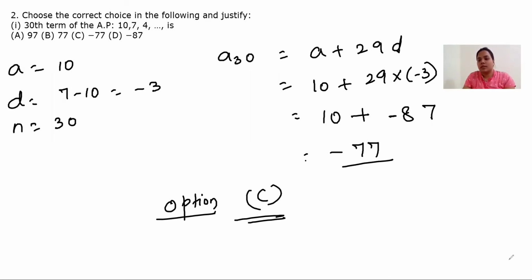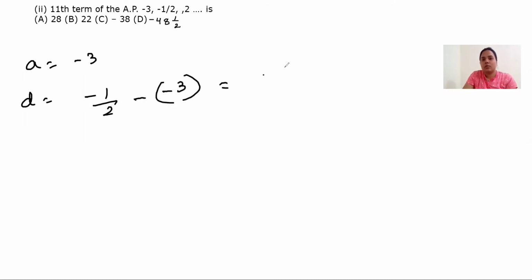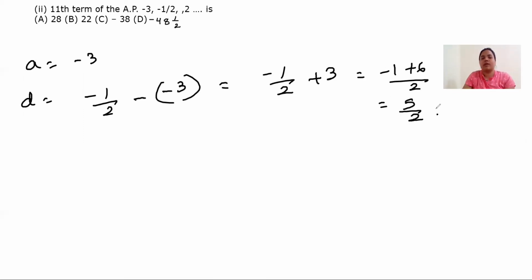Clear? Next one, 11th term of the AP. So A is given as minus 3. D is given as minus 1 by 2 minus of minus 3. This will be equal to minus 1 by 2 plus 3. That is minus 1 plus 6 by 2, which is equal to 5 by 2. D is 5 by 2 and we have to find A11.